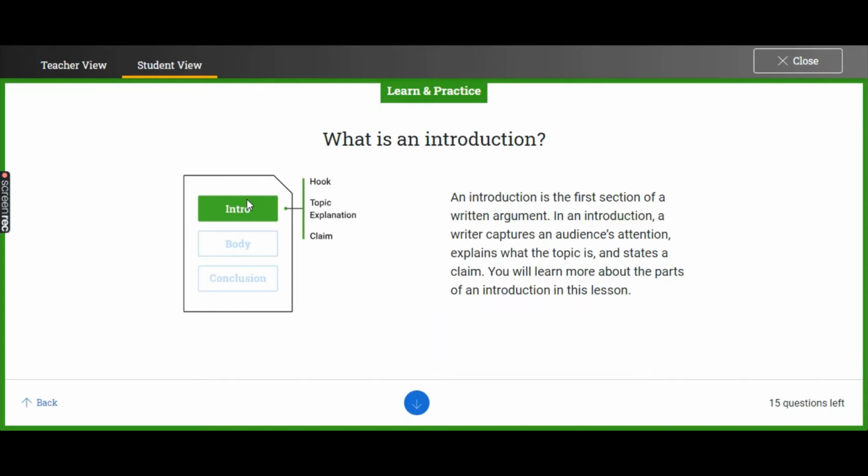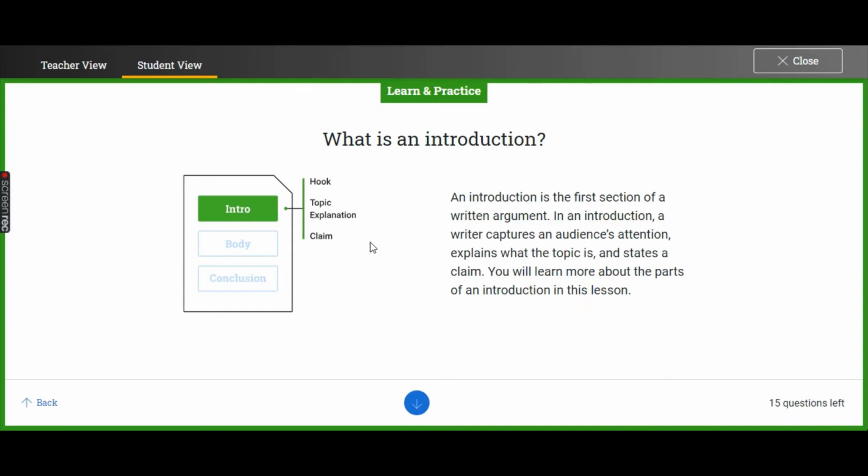All right. For the next step, we're looking at what is an introduction. So the introduction is divided into three things: the hook, the topic explanation, and the claim. The introduction is the first section of a written argument.